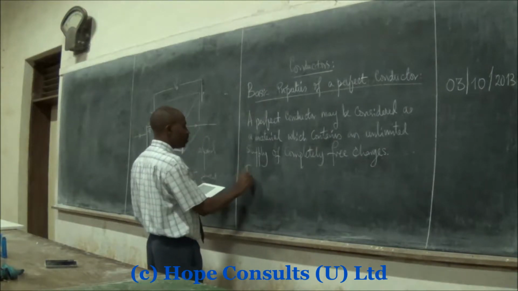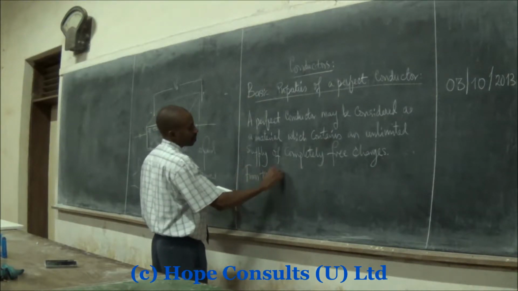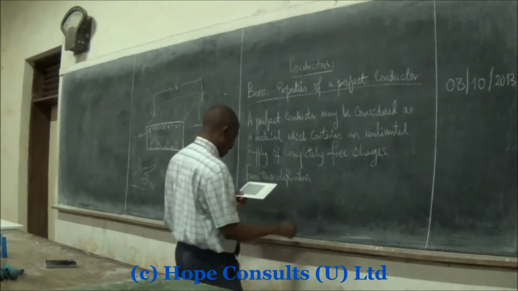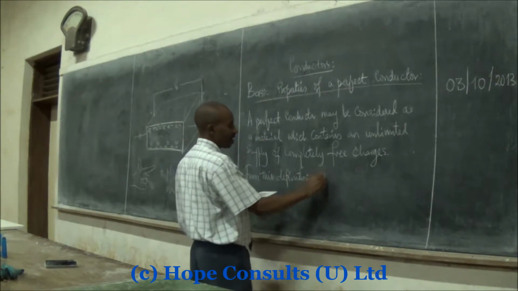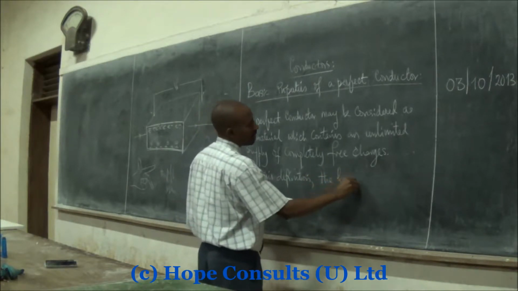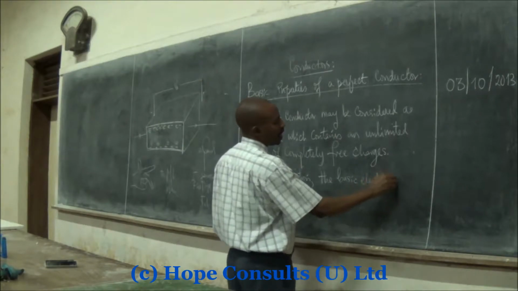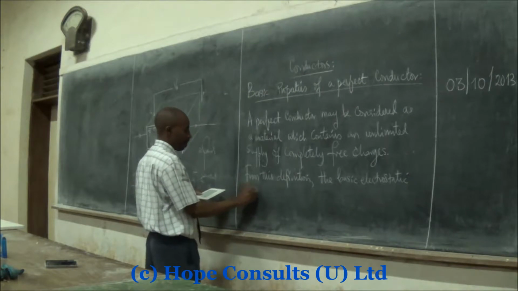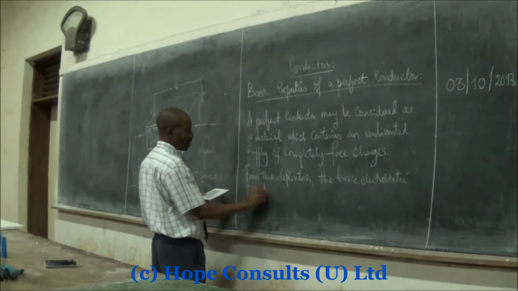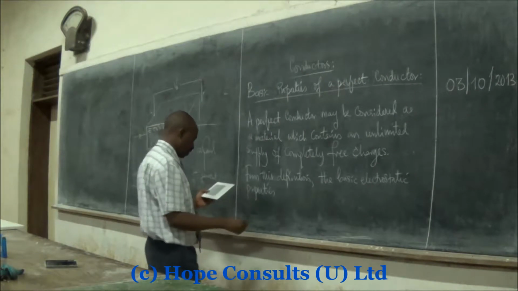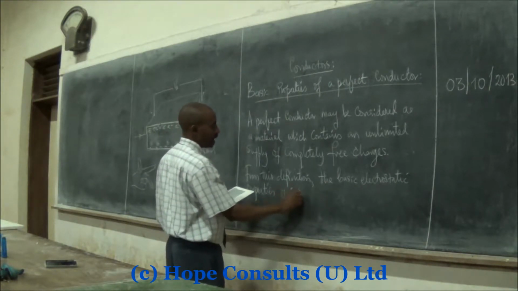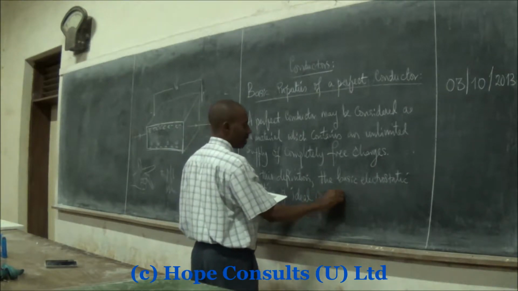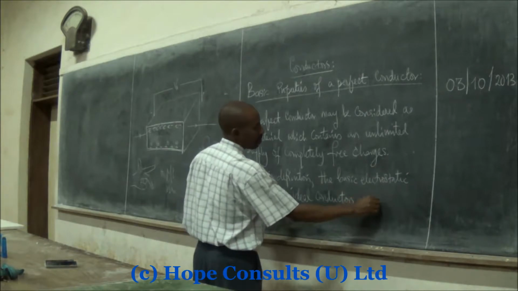So from this definition of what a conductor is, the basic electrostatic properties of ideal, meaning perfect, conductors are as follows.